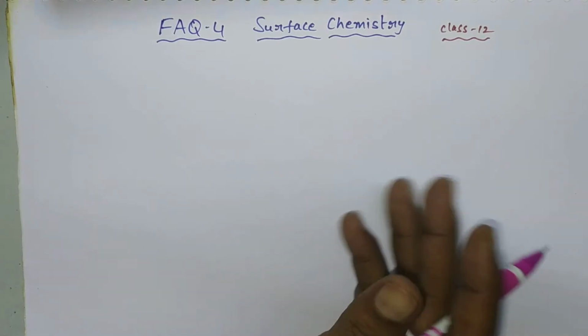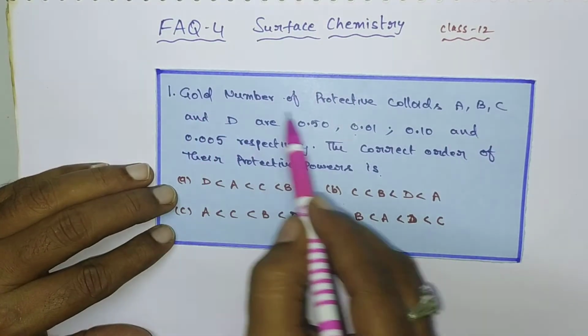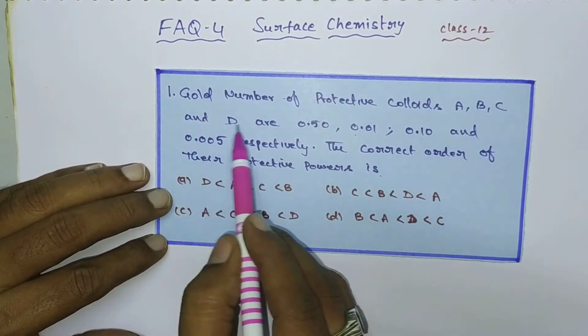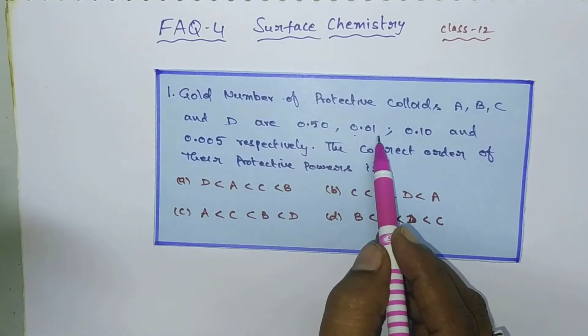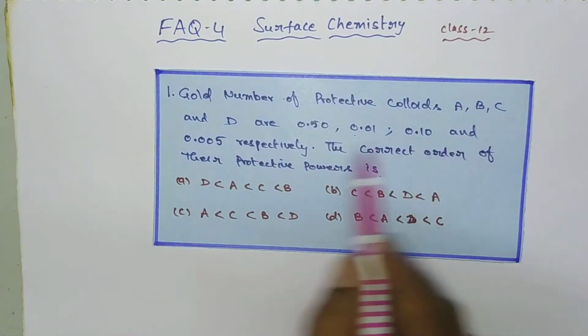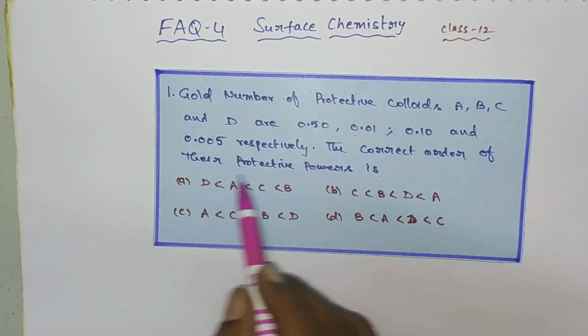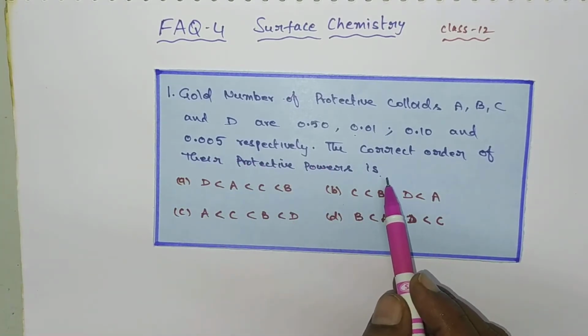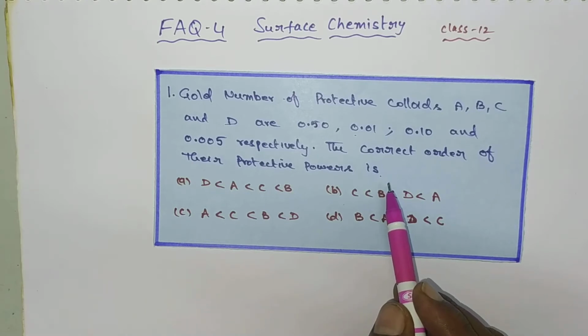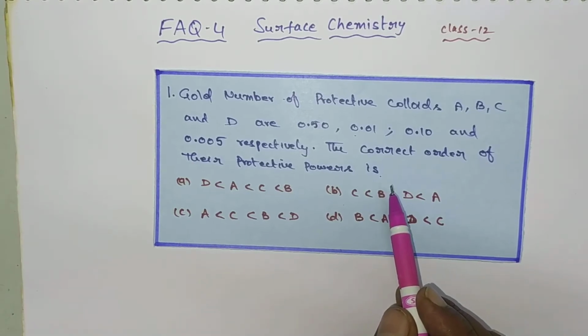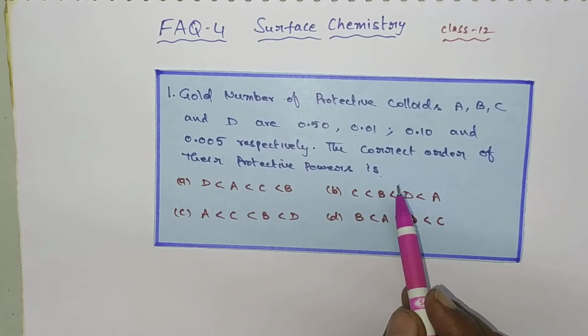So the first question is: the gold numbers of protective colloids A, B, C, D are 0.5, 0.01, 0.10 and 0.005 respectively. The correct order of the protective power is? In order to solve this type of problem, you have to know the concept of gold number. If you understand this concept, you can solve any problem of this type, and the next question can also be solved easily by understanding this concept.